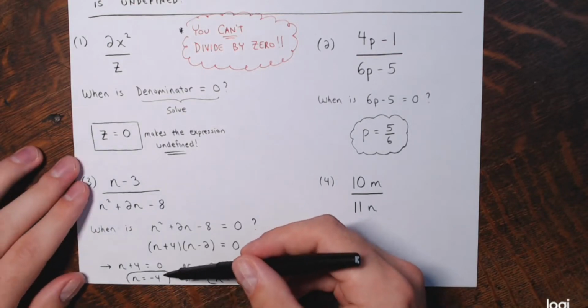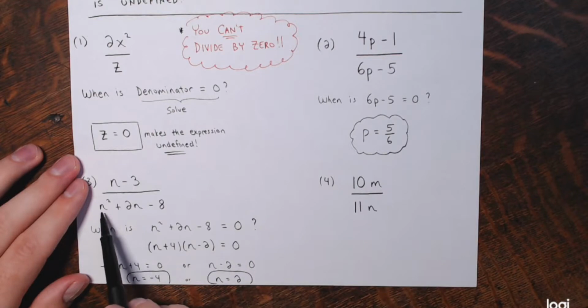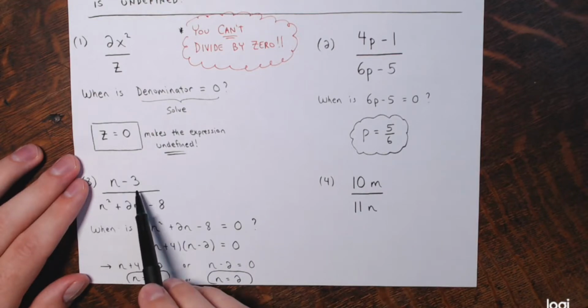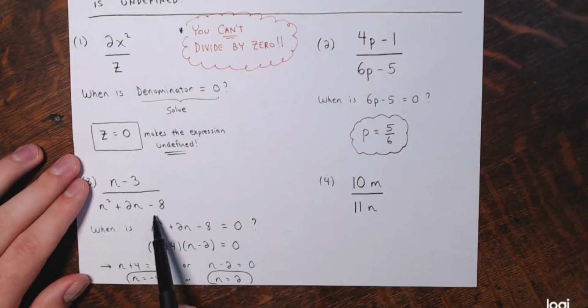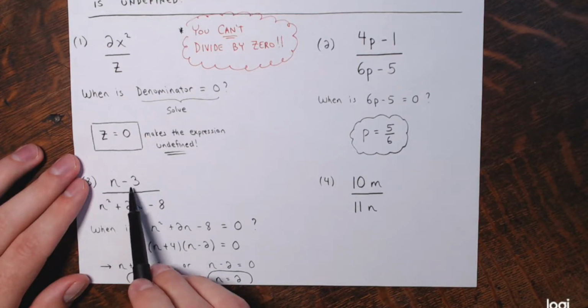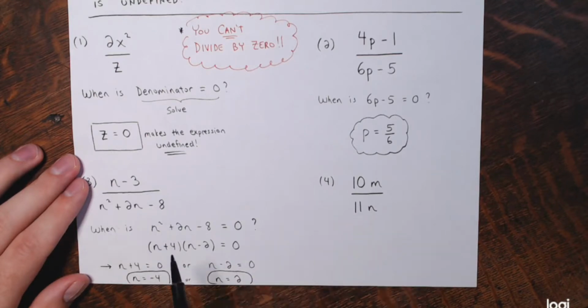Alright, because if you plug in negative 4 for n, the numerator will be negative 7. The numerator can be anything, but the denominator will be 0. Same thing if I plug in positive 2. It doesn't matter what the numerator is, right? The numerator will be negative 1 though. But the denominator, what we're dividing by, will be 0. So n can be anything except these two values, right? Negative 4 or positive 2.